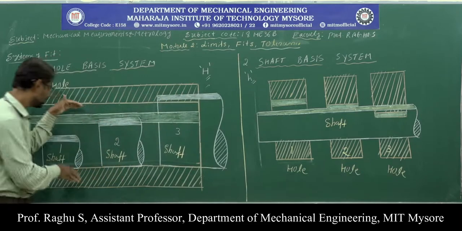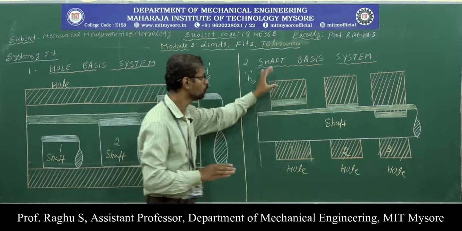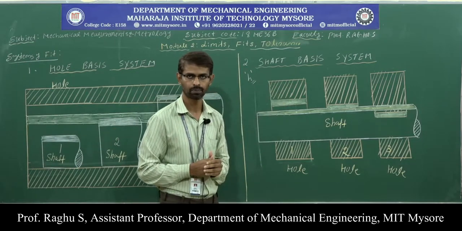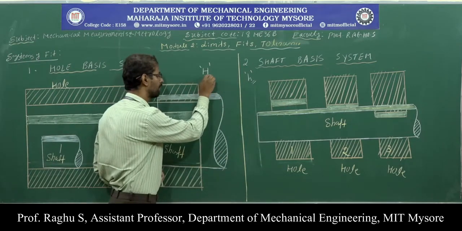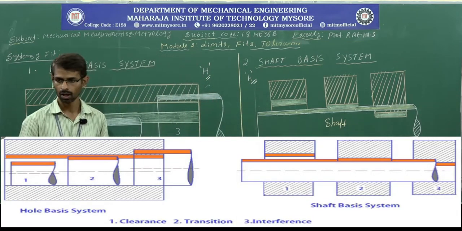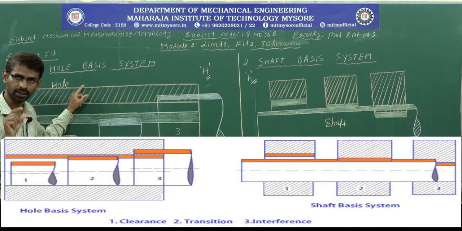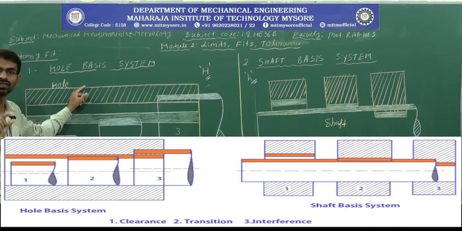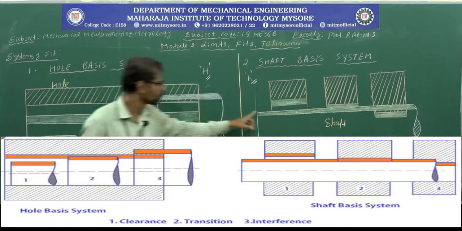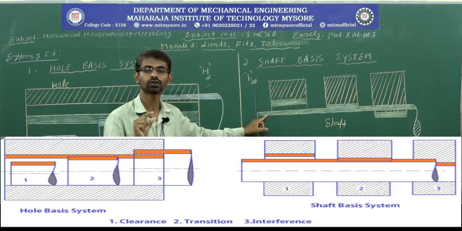In this system, it is easier to vary the size of the shaft, but in the other system, it is difficult to vary the size of the holes. The hole basis system is represented by capital H and the shaft basis system is represented by small h. In hole basis system, the lower deviation of hole is equal to 0, that is the lower limit of hole is considered as basic size. In case of shaft basis system, the upper deviation of shaft is equal to 0, that is the upper limit of shaft is equal to basic size.